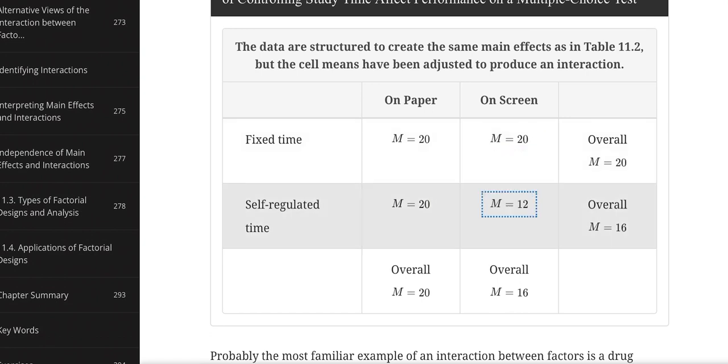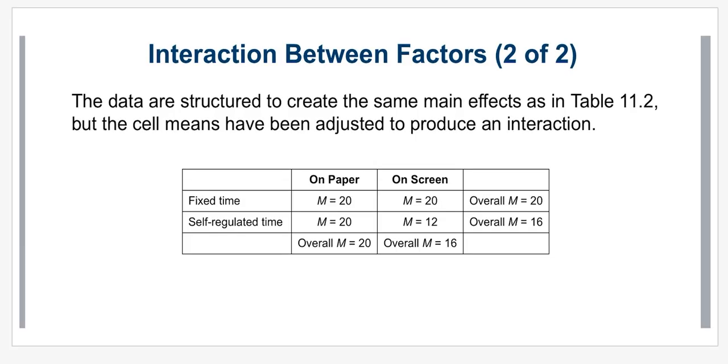But so the trend, the direction of which it's going down or up or not changing, should match these overall means. If it doesn't, then there's some sort of interaction happening. Okay, so let's go back to the slides.